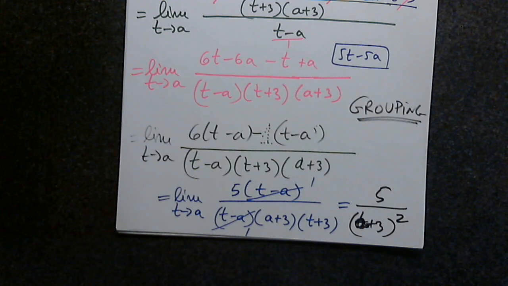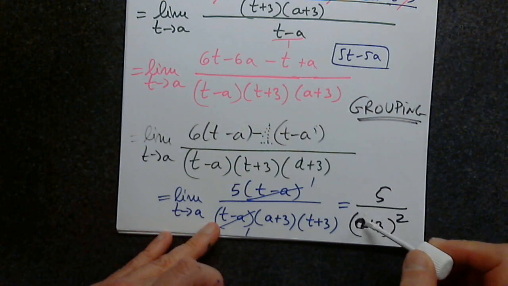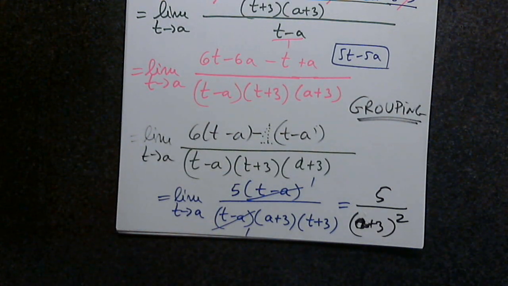Very good, indeed. T approaches a, so it's 5 over a plus 3. The derivative function will be indeed 5 over t plus 3, and you can square it, and you can replace t by a. That's fine. Any questions? So 5 over a plus 3, everything squared. Is this okay?